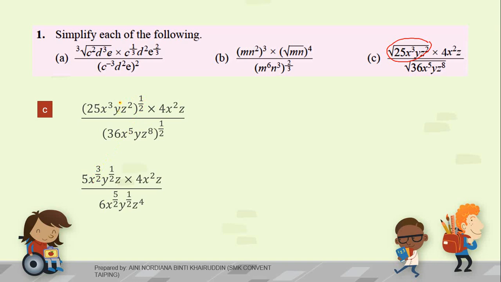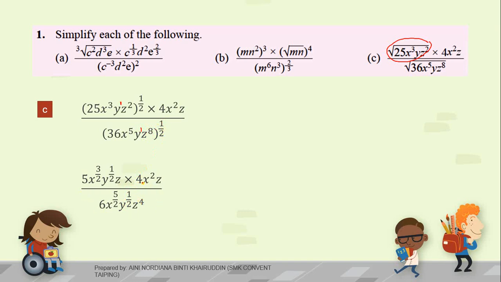y to the power of 1 times 1 over 2 is 1 over 2. z to the power of 2 times 1 over 2 is z to the power of 1. This one remains unchanged. So 36 to the power of 1 over 2 is 6. x to the power of 5 times 1 over 2 is 5 over 2. y to the power of 1 here times 1 over 2 is 1 over 2. z to the power of 8 times 1 over 2 is 4.